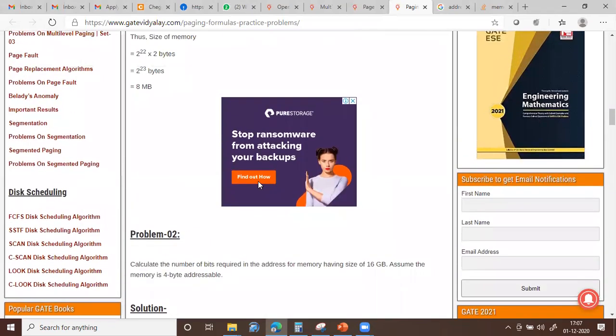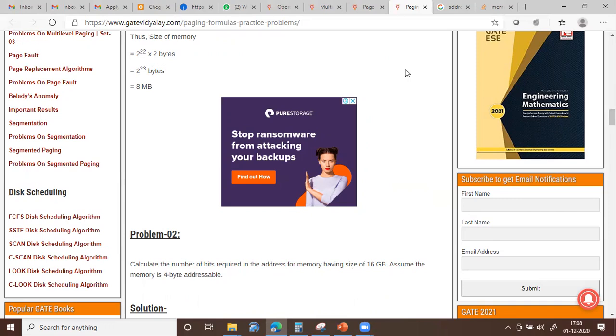Now consider this particular problem. Calculate the number of bits required to address 16 GB memory. Assume the memory is 4 byte addressable.